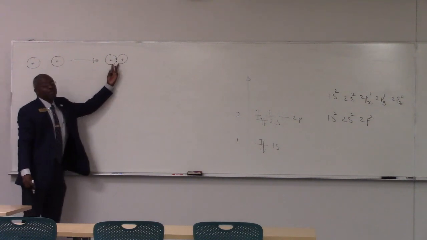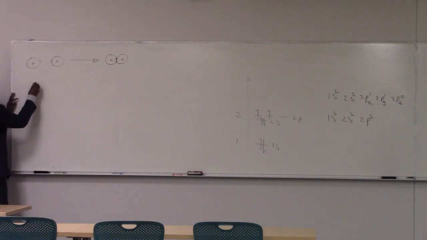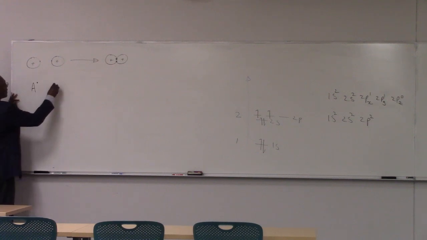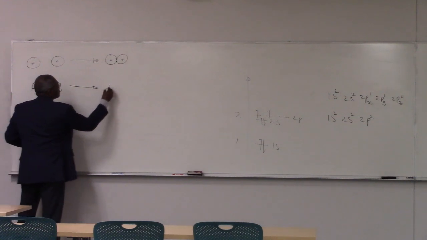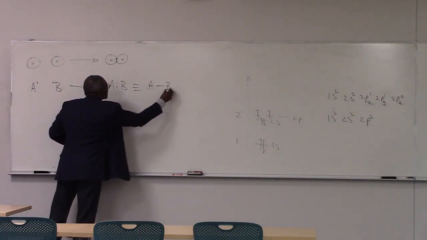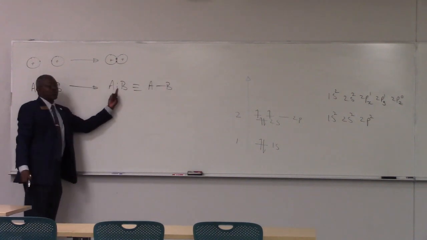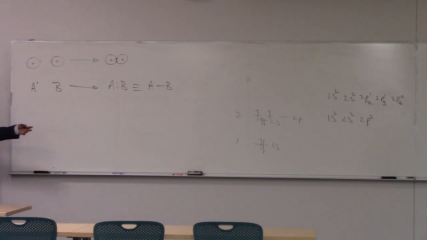So there's an electron pair being shared. And I could represent that by saying A brings in one electron, let's say B brings in another, and together we form the A-B bond. And that dash indicates the electron pair that's being shared. And that's what's called a normal covalent bond.